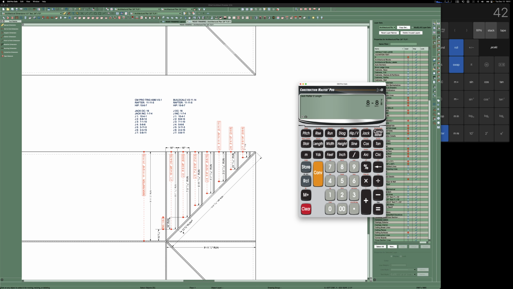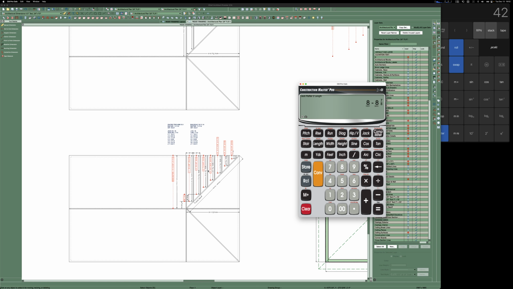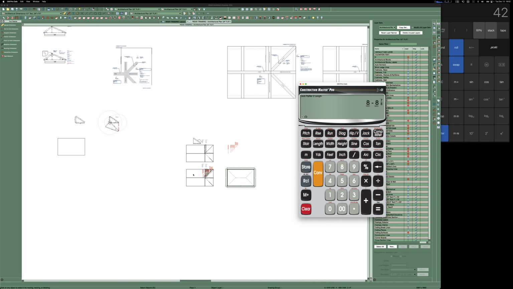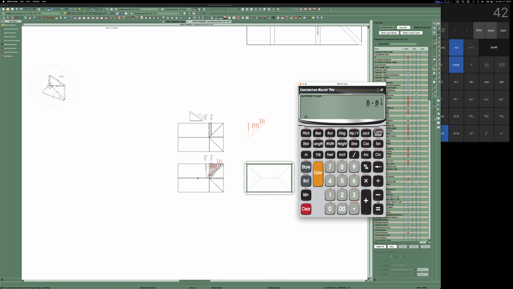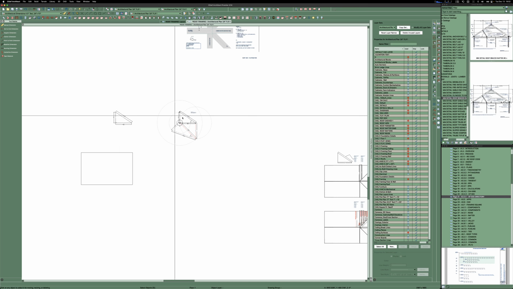And the only good thing about programming your own calculator is you can ask for the thickness of the ridge and the thickness of the hip or valley and what angle it's on. And then all those things can be calculated to give you exact numbers. So there you go. This is what I really wanted to focus on.